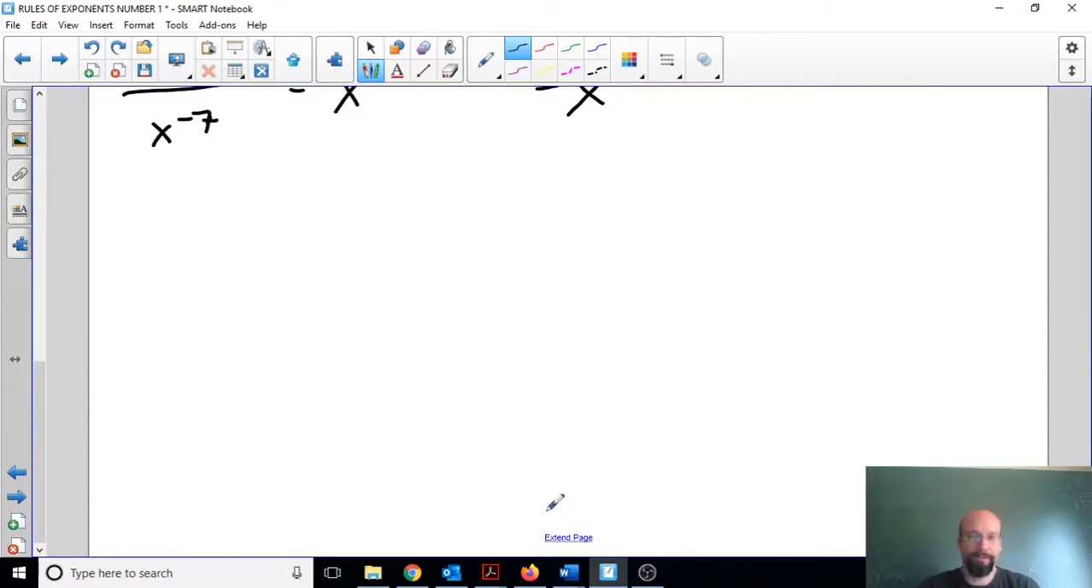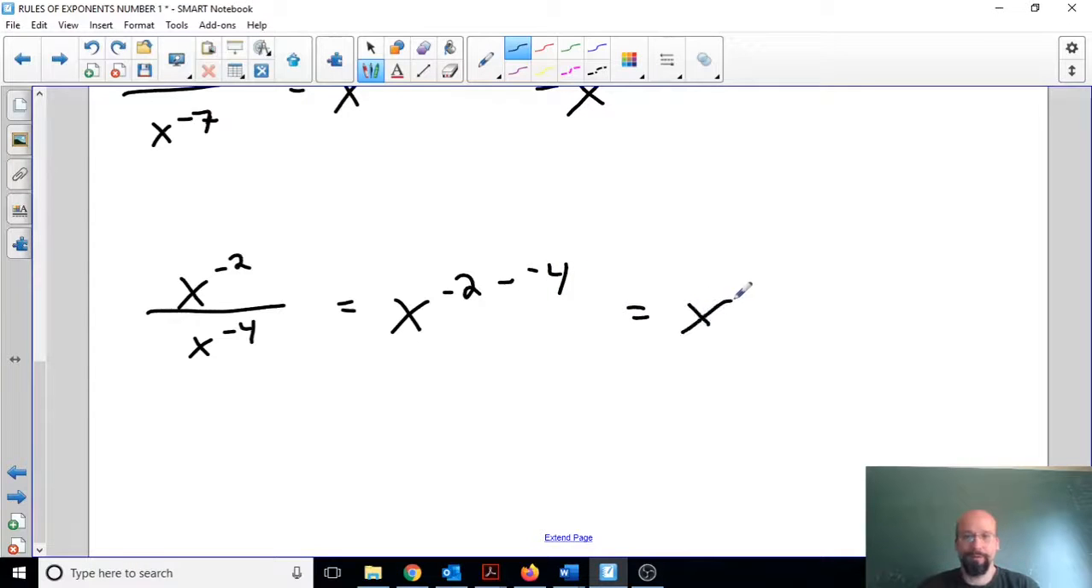So one more, if they're both negative, x^-2 divided by x^-4, it's going to be x^(-2 - -4). So this is going to be x^2, because -2 minus -4 is 2. So as a reminder, I need to see this step when you do the worksheets for me.